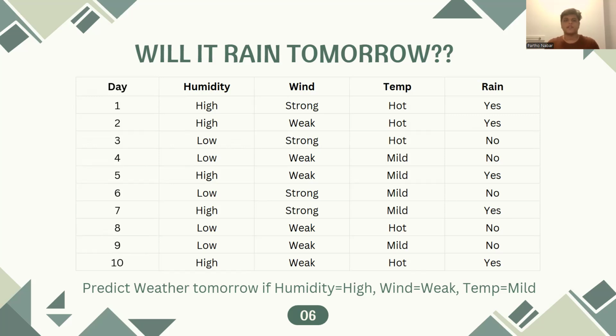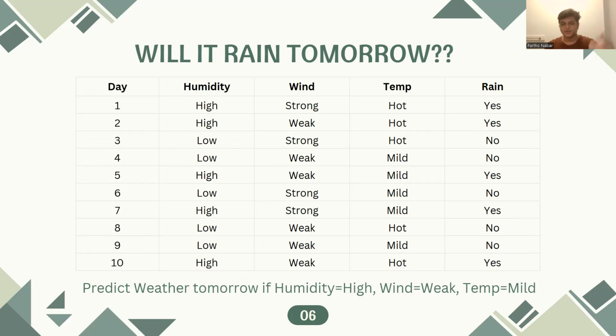So for this problem, we have taken the data of 10 days, with humidity, wind, and temperature as our classes, where each class has only two variables. For humidity, it can be high or low, wind can be strong or weak, and temperature can be hot or mild. Based on this data itself, we can predict whether it will rain tomorrow. We have been given that tomorrow's weather is going to be high humidity, weak wind, and mild temperature. Will it rain tomorrow?